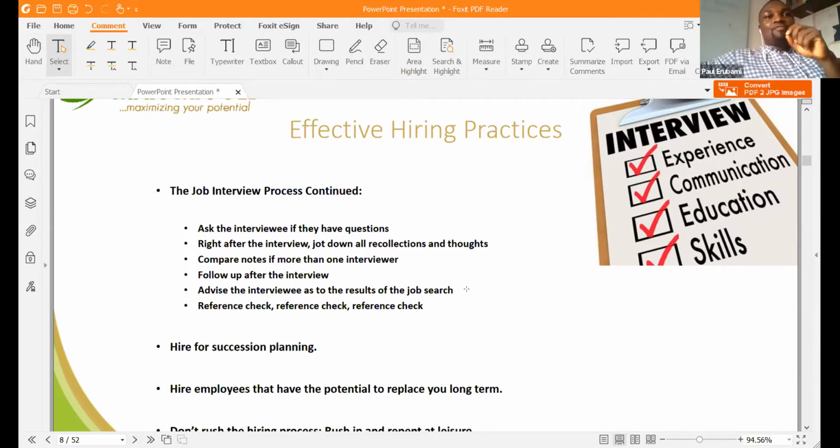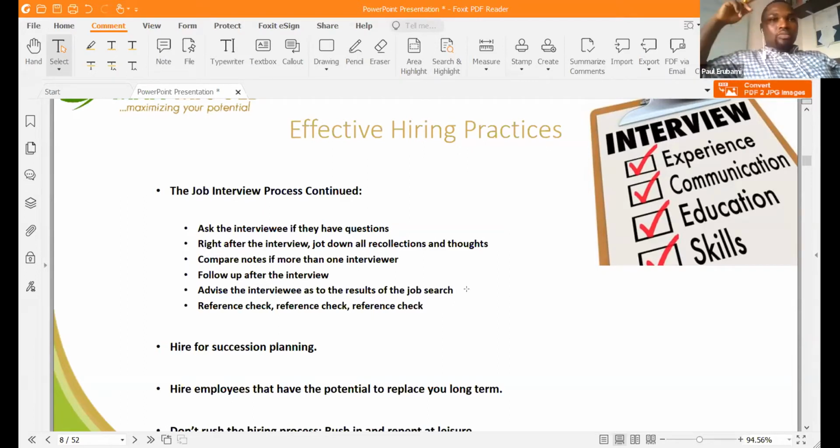Right after the interview, jot down all recollections and thoughts. It is very important during the interview process to have some pen and paper to jot down some of your thoughts, because that jotting will let you have a clearer picture of your candidates, and it will actually be helpful when you are making decisions after the interview.